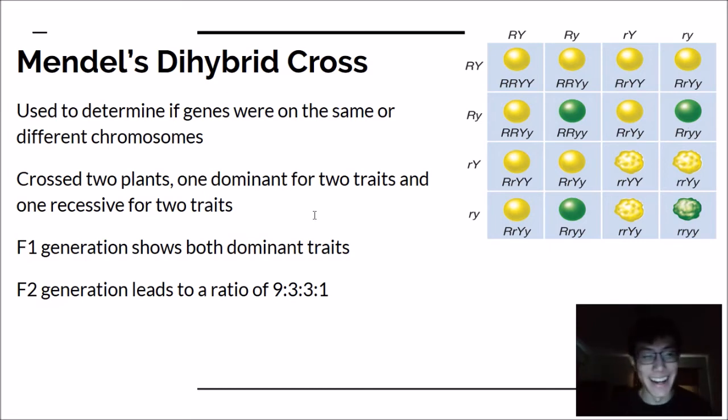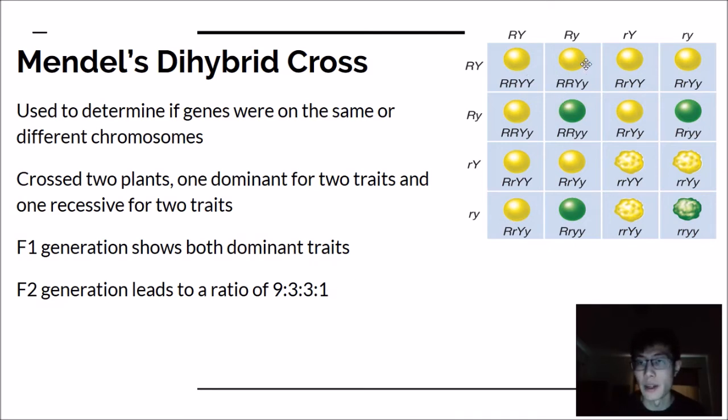Okay, so the F1 generation basically shows both dominant traits, which kind of makes sense. But what he found out was that if he did an F2 generation, so you cross the F1 generation with each other to get an F2 generation, it ends up with a 9:3:3:1 ratio. So a 9:3:3:1 ratio in the phenotype. And we could see it right here.